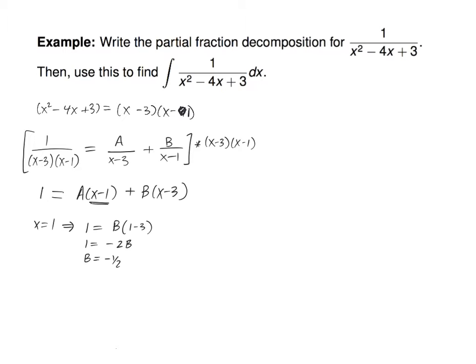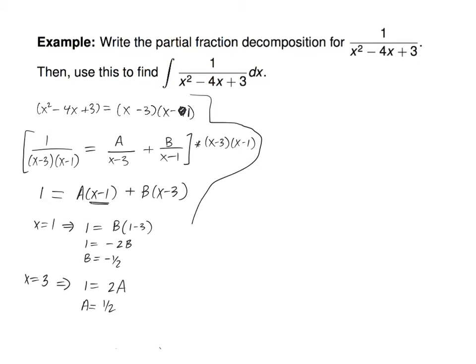Plugging in 1 got rid of the thing that had the a. How would you get rid of the thing that had b? Plug in 3. Then you'll have 1 equals 2a. Do you guys agree with that? And so a is equal to 1/2.